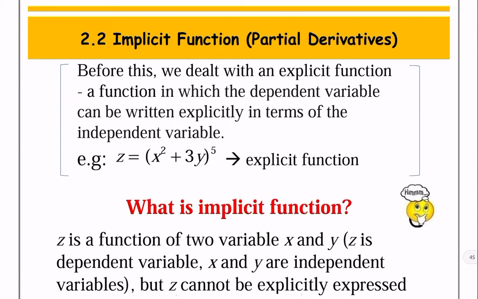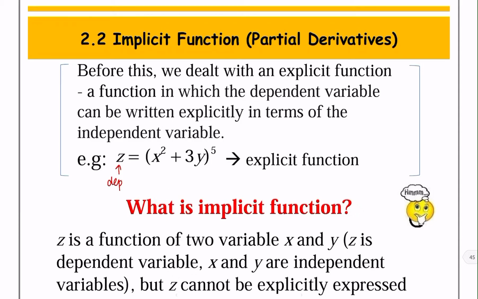Okay, so now we move to the next part, which is the implicit function for the partial derivative. Normally before this we deal with the explicit function. What is the explicit function? An explicit function is a function in which the dependent variable can be written explicitly in terms of the independent variable. Maksudnya, this is the dependent variable, and we can write it explicitly.